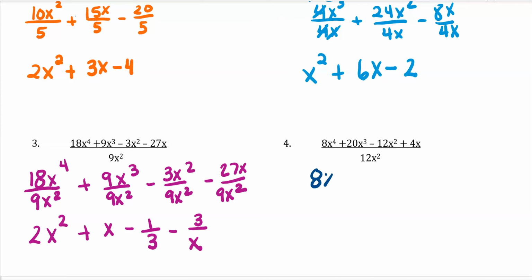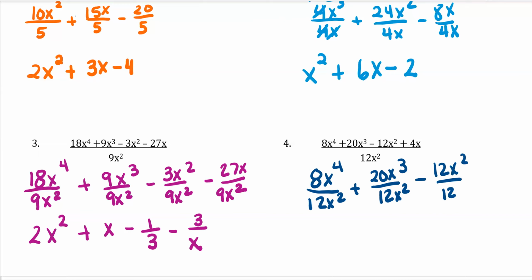Number 4, again, take each term in the numerator divided by the denominator and simplify each fraction. Eight twelfths simplifies into 2/3. X to the 4th divided by x squared is x squared. And continue to simplify each fraction.